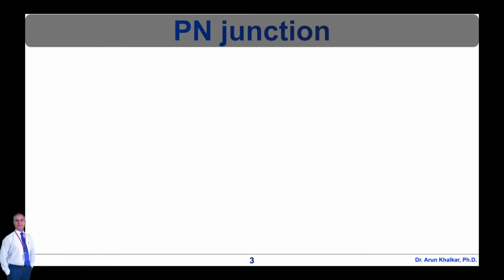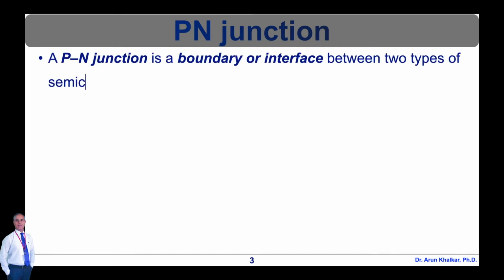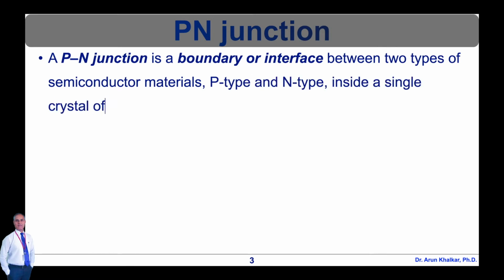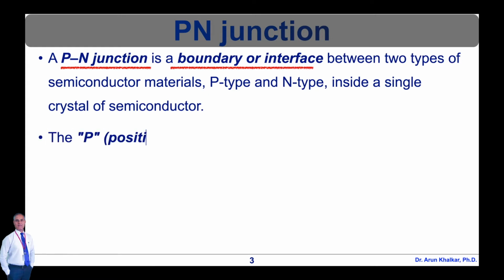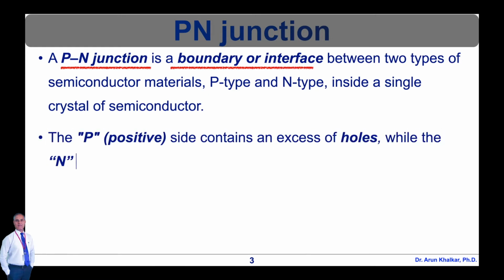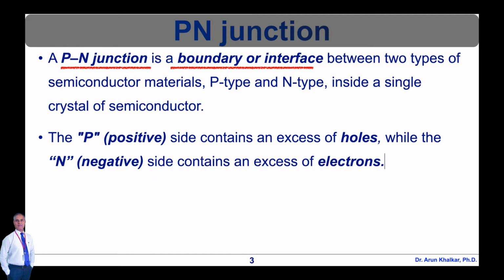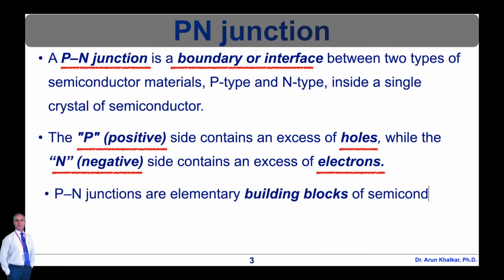A p-n junction is a boundary or interface between two types of semiconductor materials, p-type and n-type, inside a single crystal of semiconductor. The P stands for positive, and this side contains an excess of holes, while N stands for negative, and this side contains an excess of electrons in the outer shell of the electrically neutral atoms. This allows electrical current to pass through the junction only in one direction.